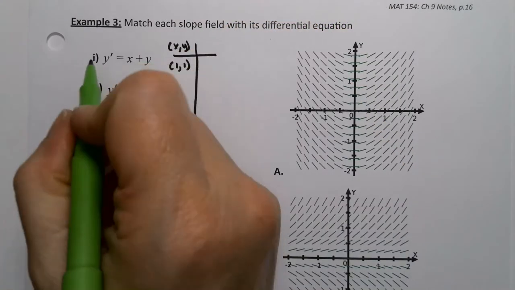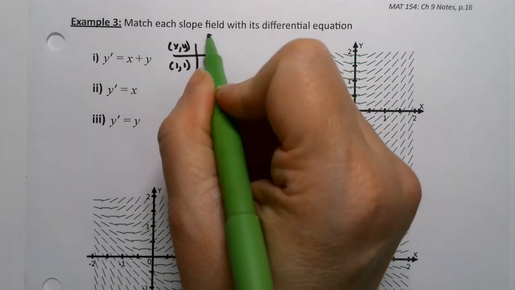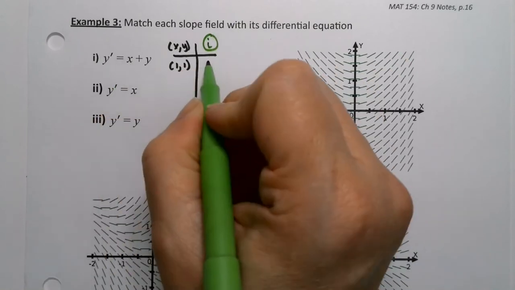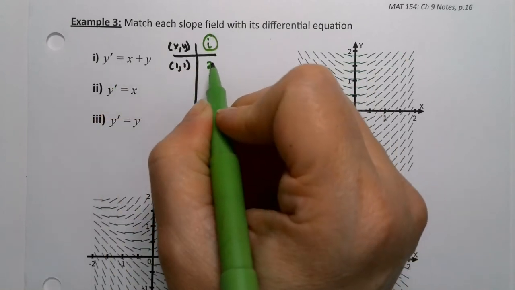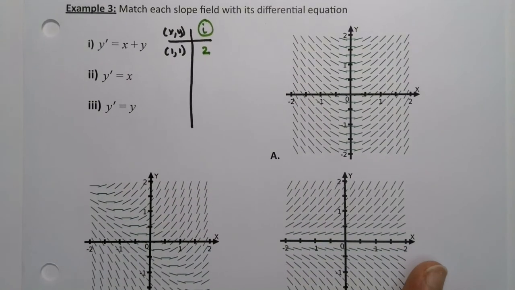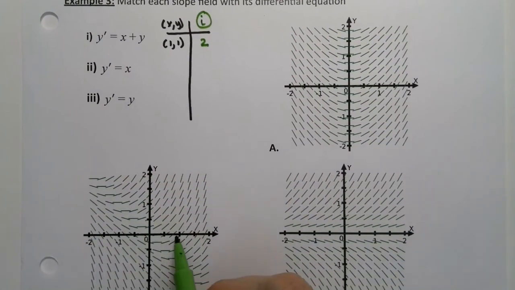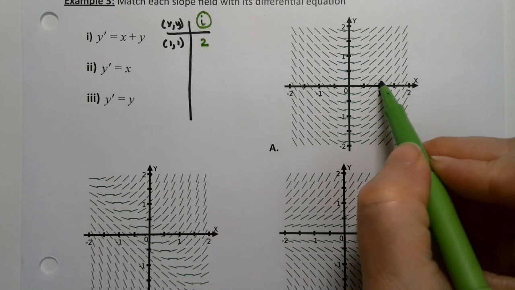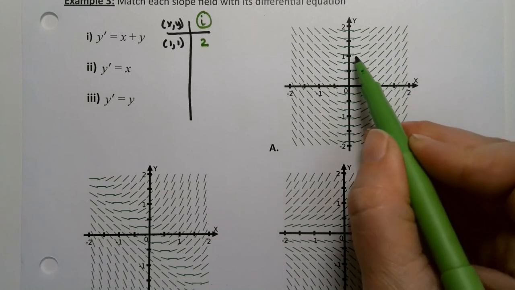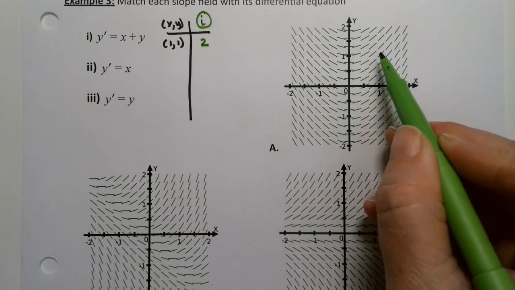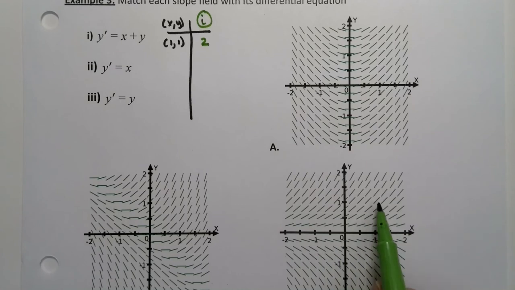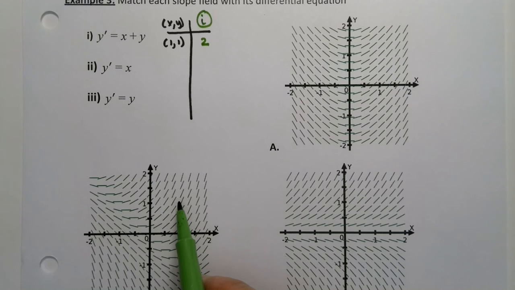If I was in this first differential equation, what would I have? I'd have 1 plus 1, which is 2. Okay, so I would want to go through here and look to the points over 1, up 1, and see which one of them I think has a slope of 2 at that spot. So 1, 1, 2. Oh no, they all look like they have positive slope. Bummer. Okay, well that didn't work, so let's pick a different point.